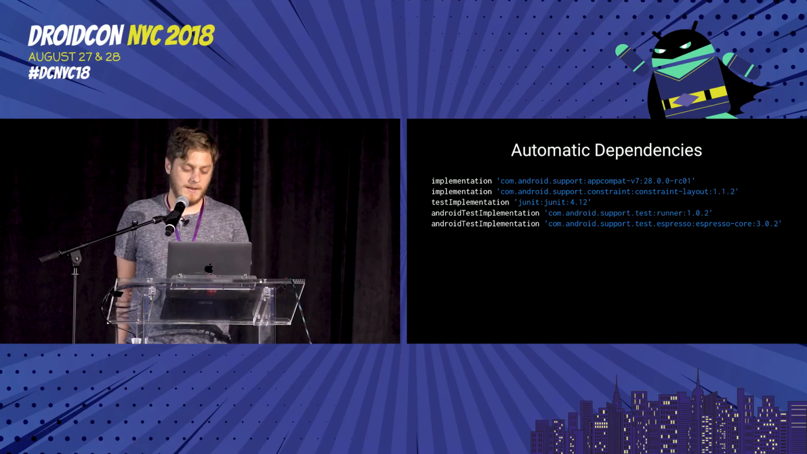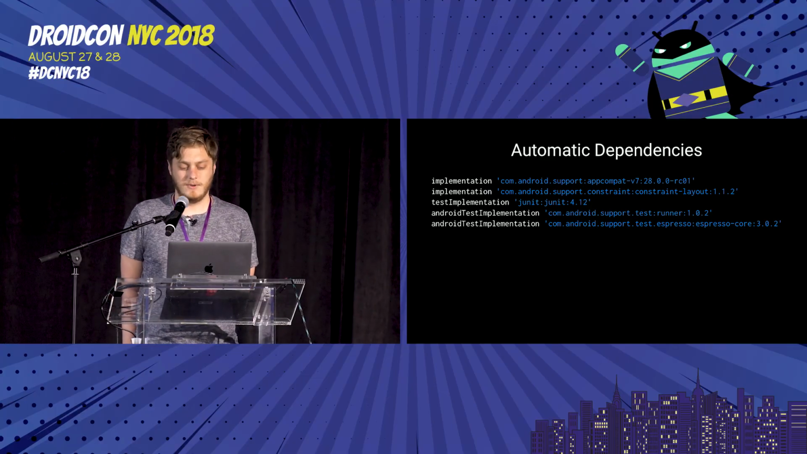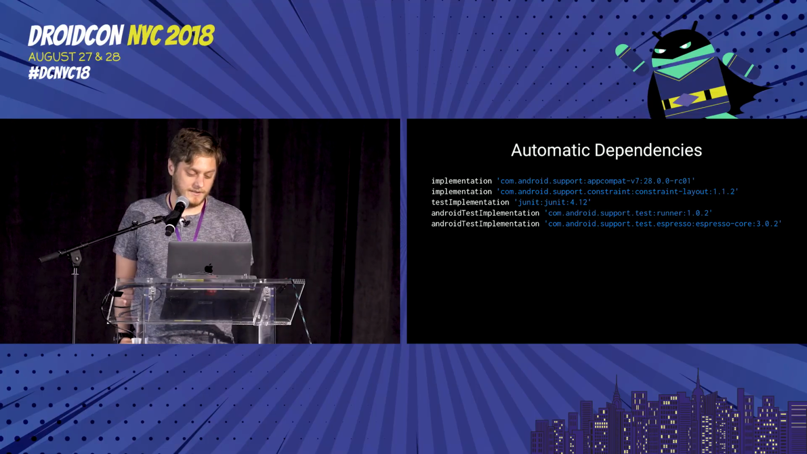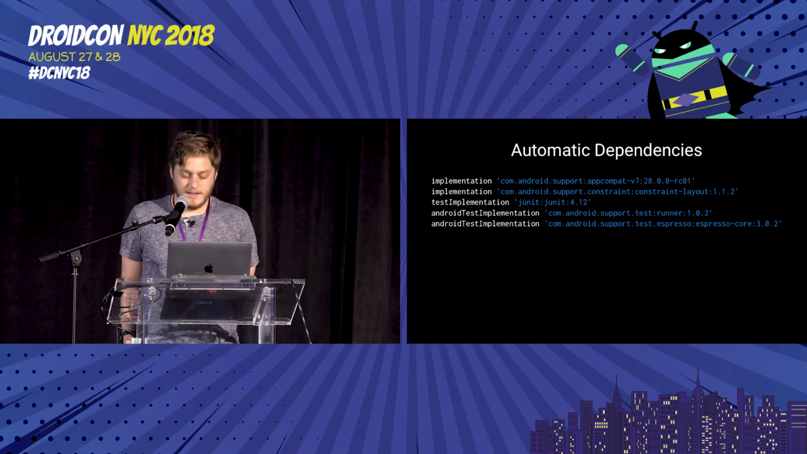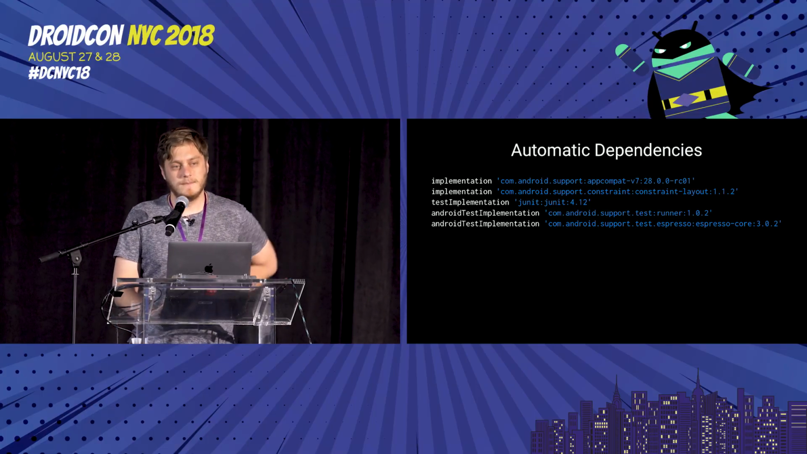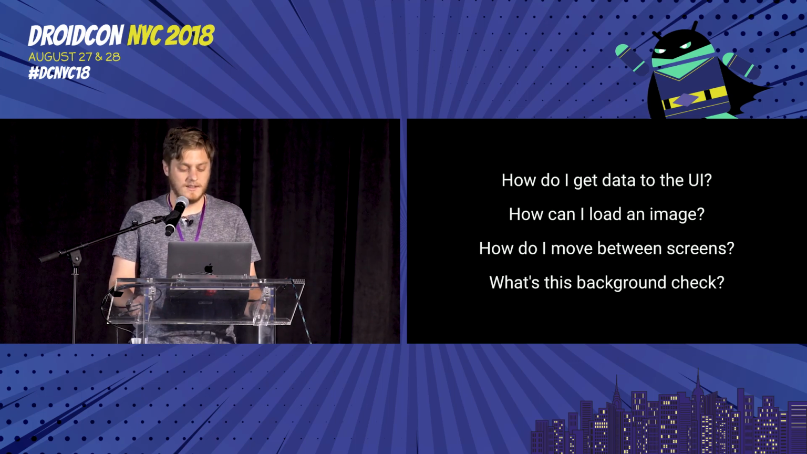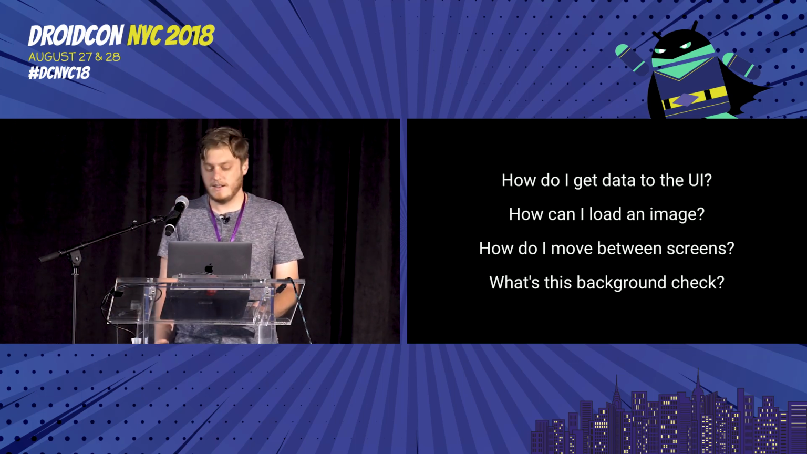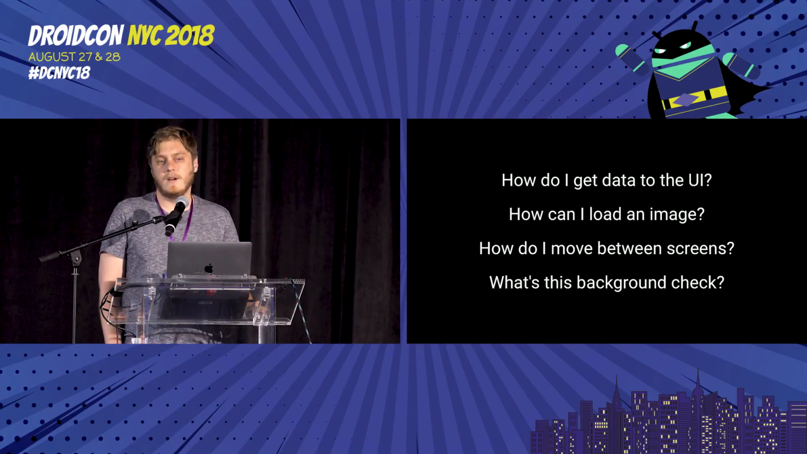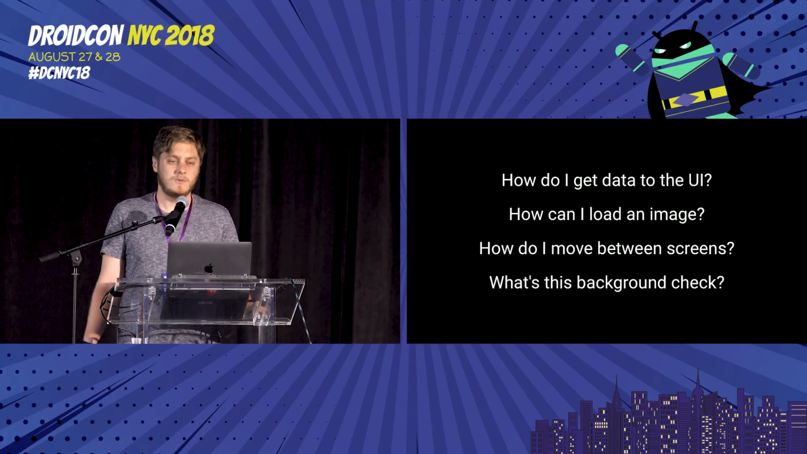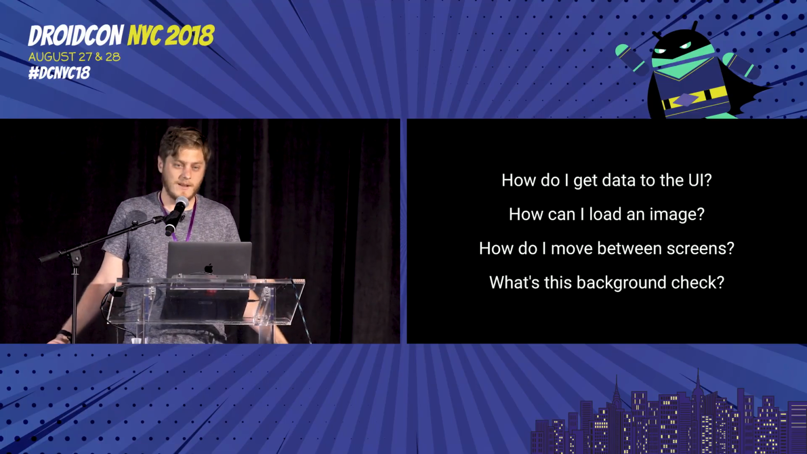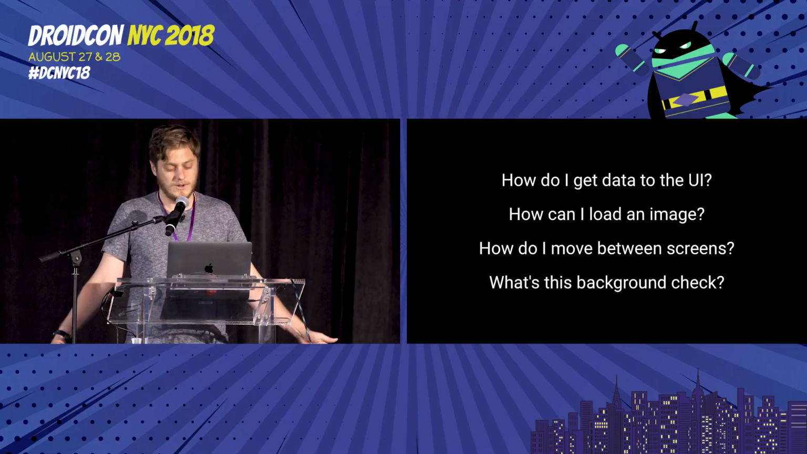You're like, okay, AppCompat, I want my app to be compat with things, sure. ConstraintLayout's really cool. And then testing stuff. But this doesn't really help you with a lot of the more important things in your app, in my opinion, such as, well, what's the best way to get data into the UI? If I want to load an image, how do I load an image? If I want to move between screens in the app, switch between fragments, activities, should I use fragments? Should I use activities? What should I do?